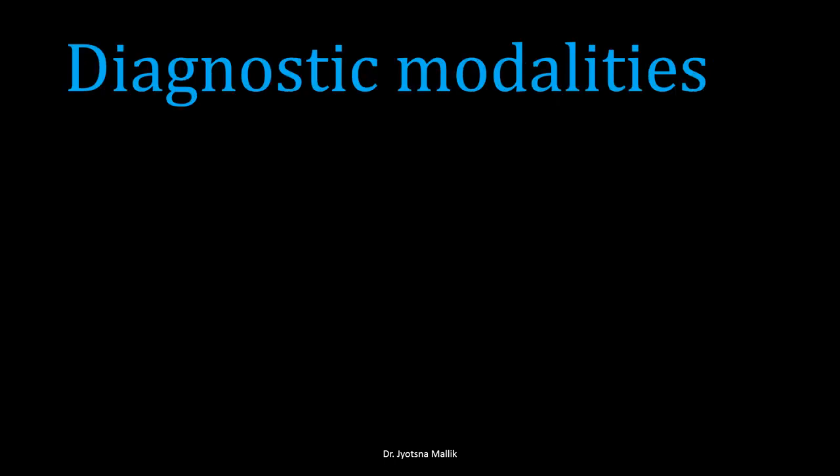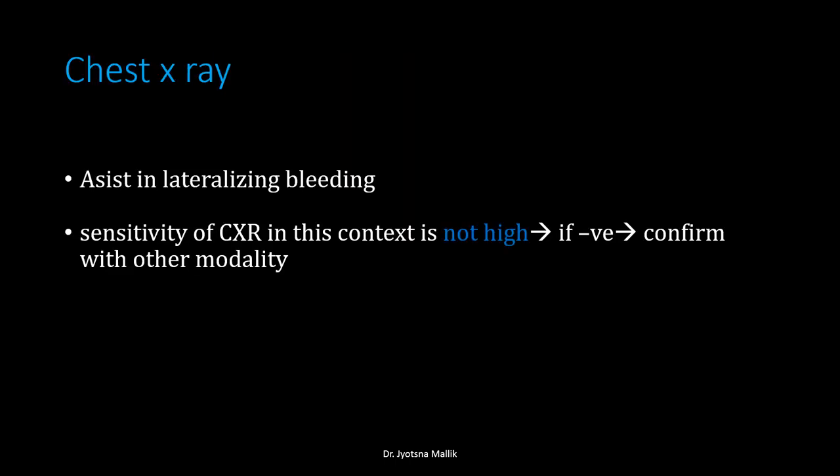So let's talk about the diagnostic modality. Chest X-ray, we generally start with chest X-ray because it is easily available. It will lateralize the source of bleed, but sensitivity is very low. If we are not able to see anything on X-ray and there is hemoptysis, we have to confirm it with another modality of diagnosis.